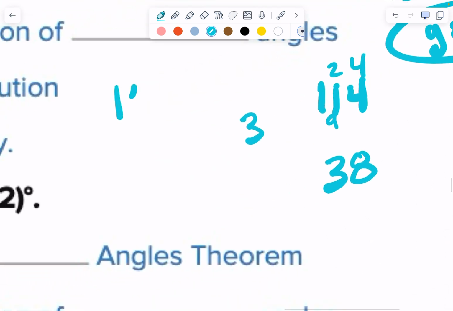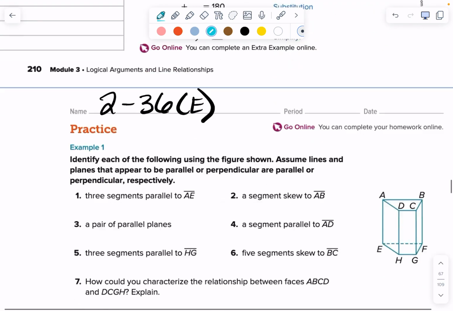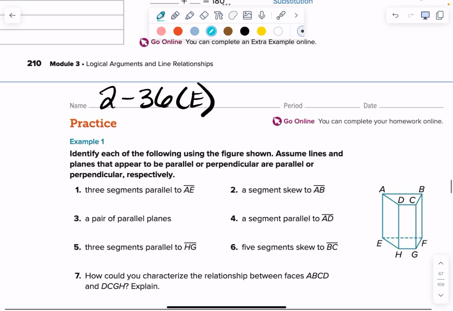What's 175 divided by 5? 35. Yeah, look at you go. 5 goes into 17, 3 times, that would be 15, right? So 25 left over, and that would be 35. You can do those in your head. Don't waste your time using a calculator. All right, do 2 through 36 evens, go.